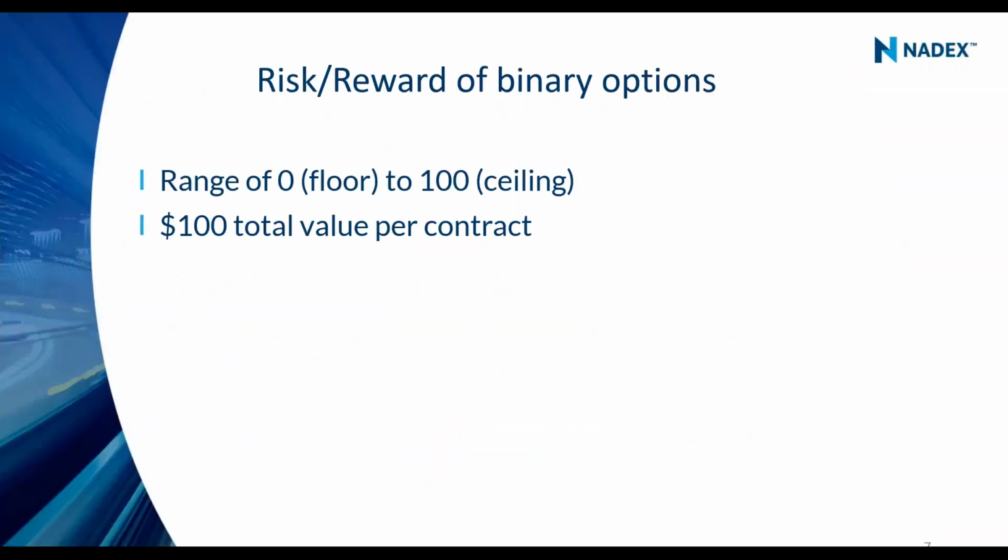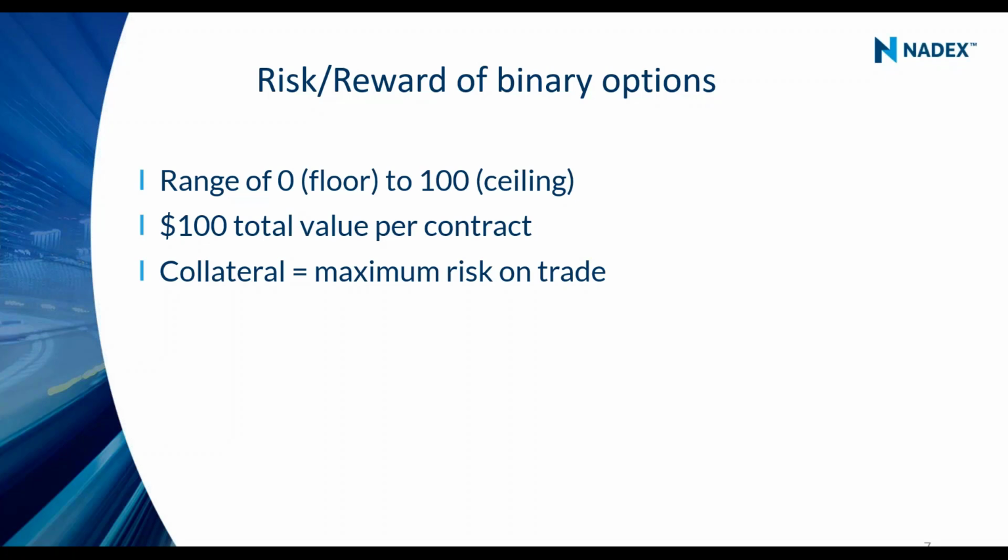So let's talk about the risk reward and how the math works before we get into those examples. As I mentioned, a binary option trades between 0 and 100. Right? And at Nadex, one contract is worth $100. All right, pretty straightforward, pretty simple. And that means in the end, since it's a $100 contract, it is either going to settle at 100 or it's going to settle at 0.